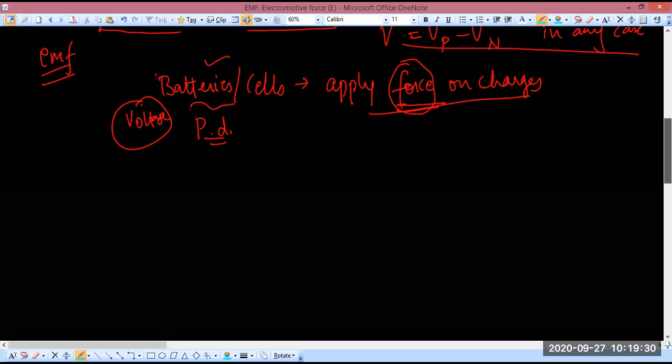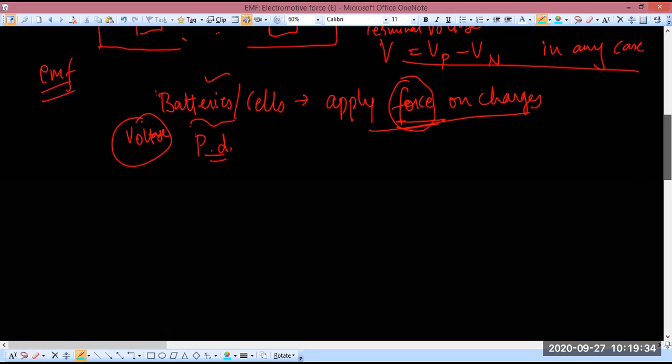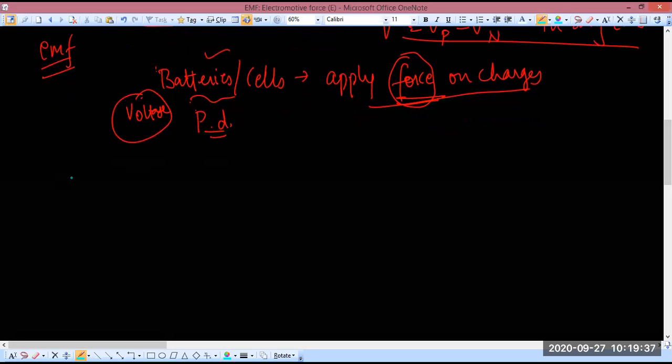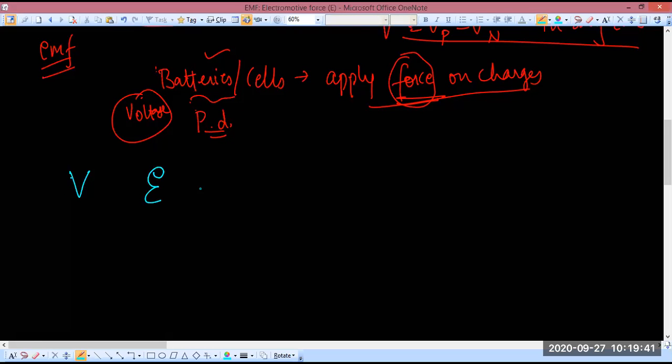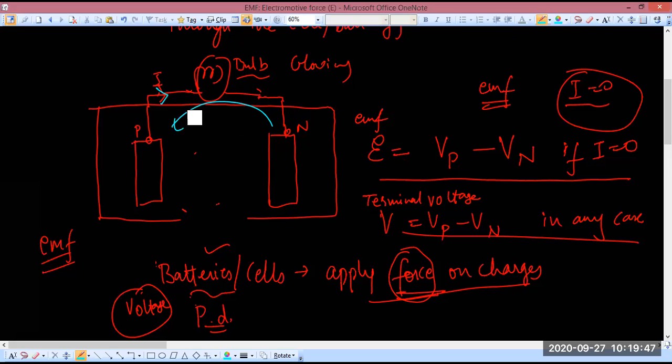Now we are going to see what is the relation between these three things. So far, we have been talking about terminal voltage, EMF, and internal resistance. Now we are going to talk about a relation between these three. I'll just clean up this diagram a little bit. We want to use it.